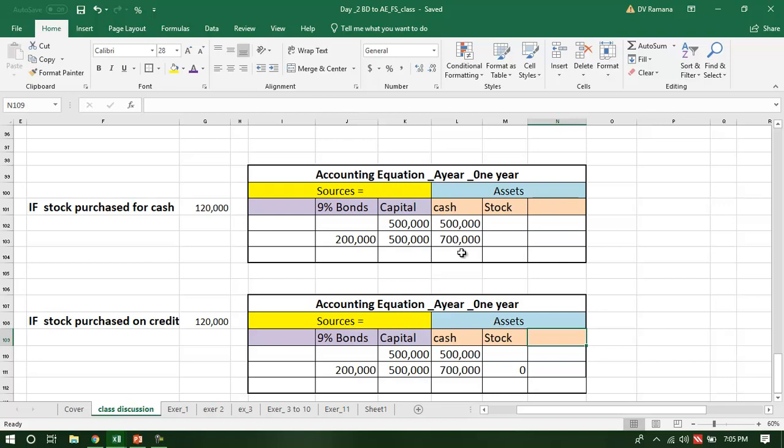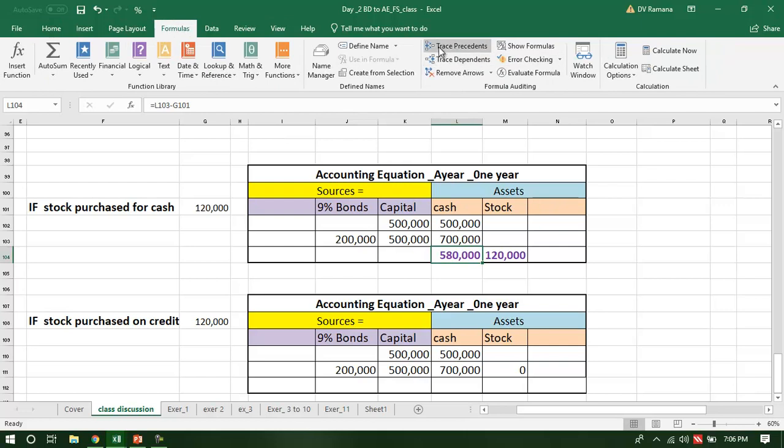and cash of 700,000. If stock is purchased for cash, the stock will increase to the extent of 120,000 and cash will reduce to the extent of 120,000. So the acquisition of an asset has resulted in a reduction of cash in this case. No change in the capital and no change in the bonds. So the equation tallies because the reduction in cash is equal to the increase in stock.